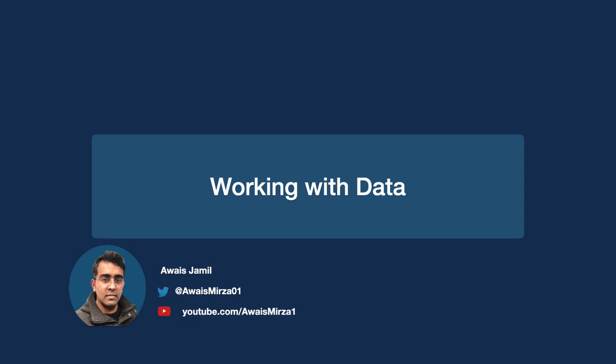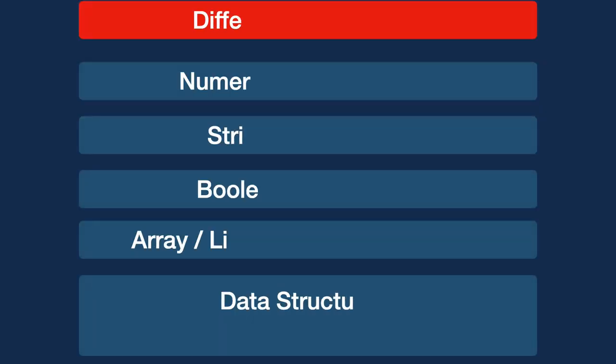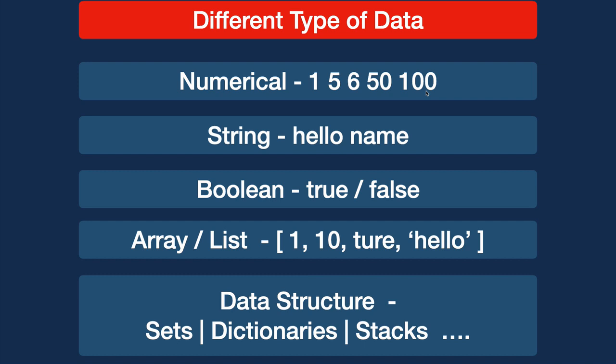Let's talk about working with data. Different programming languages have different data types. In Python, or in JavaScript, or Java, these are some common data types that are available. We have numerical data, which means just numbers like 1, 5, 6, 50, 100, or you can have a float, which means you can have 1.2, 1.5. We have a string, it's text. A boolean is just two things, true or false.